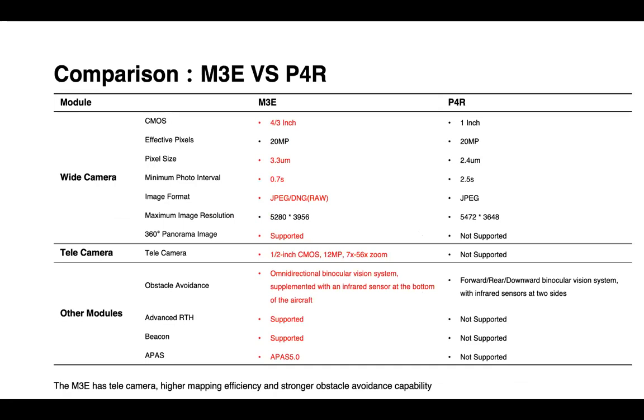Jumping in to the camera side, you can see the camera of the M3E is superior in pixel size when we compare minimum photo interval, the image format, and the 360-degree panorama image support. Adds the option for a tele camera for inspections or scouting as well. And then other modules here, improved obstacle avoidance with our advanced return to home, a pass 5 option, and really surrounding the bird there with the vision system.